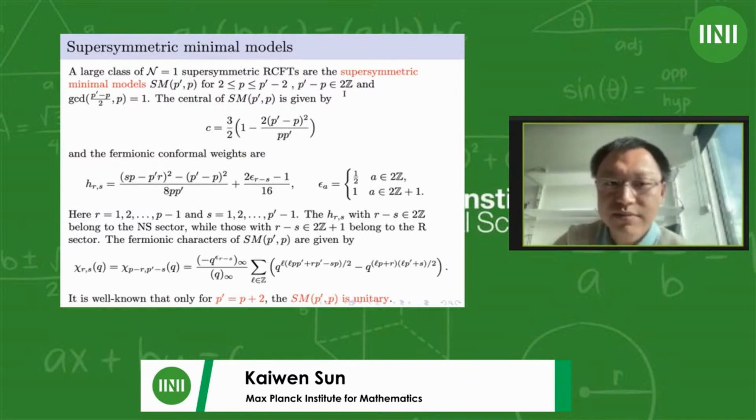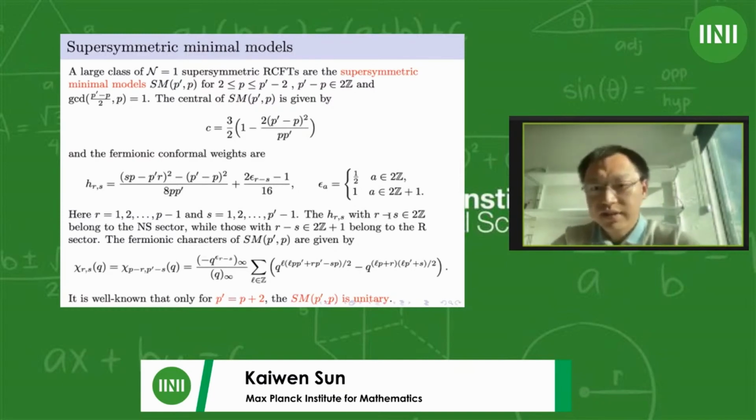It's the N equals 1 supersymmetric minimal model. The central charge is defined in this way. These are the fermionic conformal weights. So if r and s difference is even, then it gives the Neveu-Schwarz sector; odd, it gives you the R sector conformal weights, and these are the fermionic characters. This was well studied in the 1980s, and if this p prime equals p plus 2, then this supersymmetric minimal model is unitary.